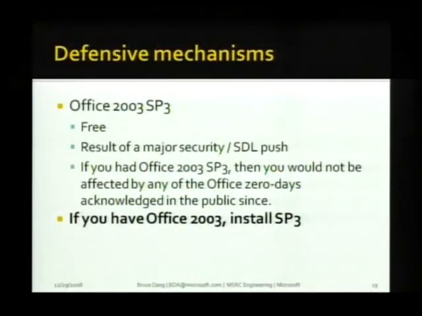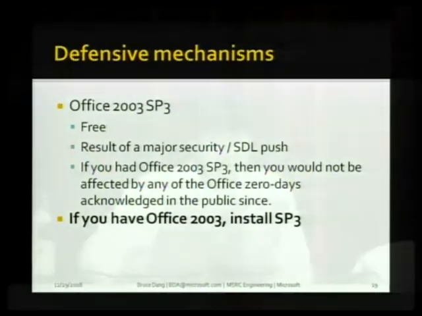The other option is if you have Office 2003, just install Service Pack 3, which is released like in December or something like that. It's free, and basically SP3 is the result of a major security push. We fixed a lot of bugs there. And one fact is, if you have Office 2003 SP3, then you would not be vulnerable to any of the quote-unquote zero-day exploits that were acknowledged in the public. In fact, I've never seen one that affects Office 2003 SP3. We have seen bugs that affect 2K3 SP3, but I haven't seen real exploits that work on it. So if you have Office 2003, just install SP3.